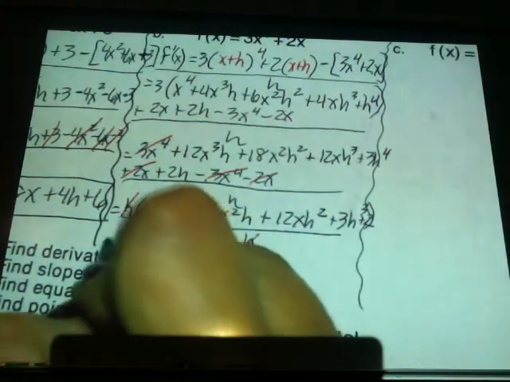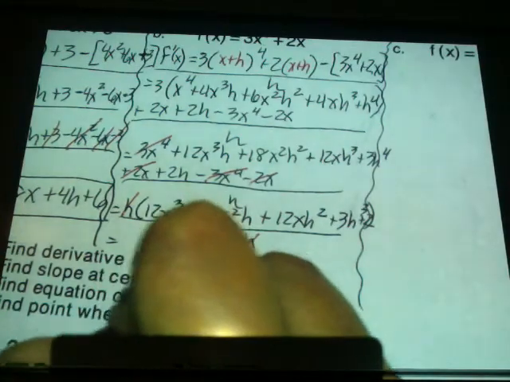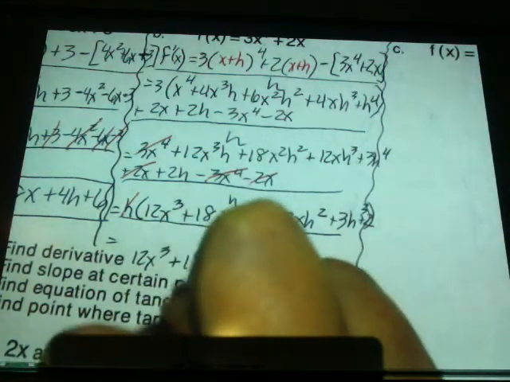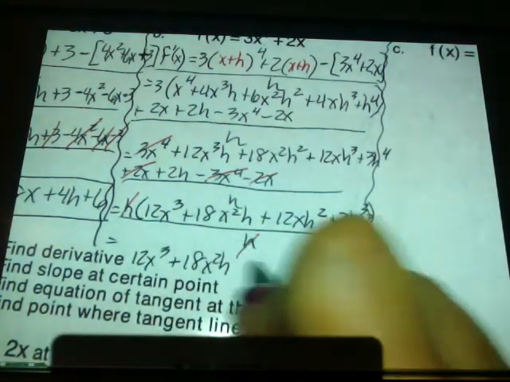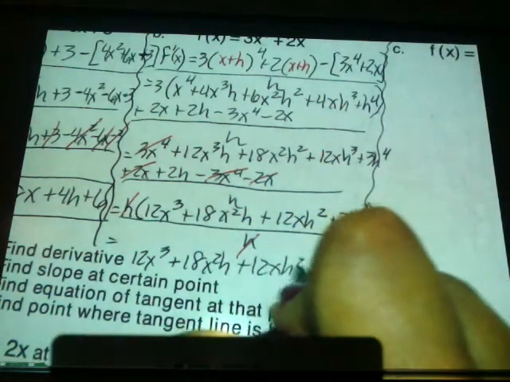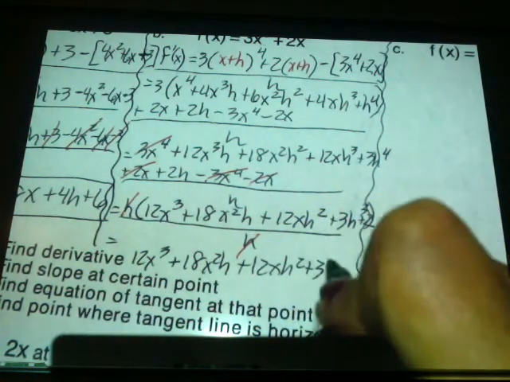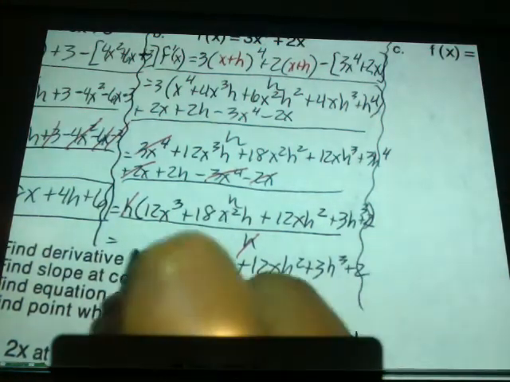And our final answer is 12x cubed plus 18x squared h, this is our derivative, plus 12xh squared plus 3h to the 3rd plus 2. So that was a doozy.